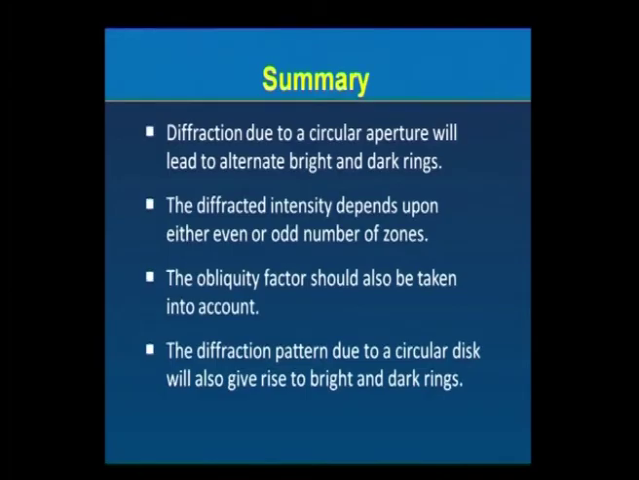So, let me now summarize what we have seen in the present lecture. Diffraction due to a circular aperture will lead to alternate bright and dark rings. The diffracted intensity depends upon whether you have an even or odd number of zones. The obliquity factor should also be taken into account. The diffraction pattern due to a circular disk will also give rise to bright and dark rings.